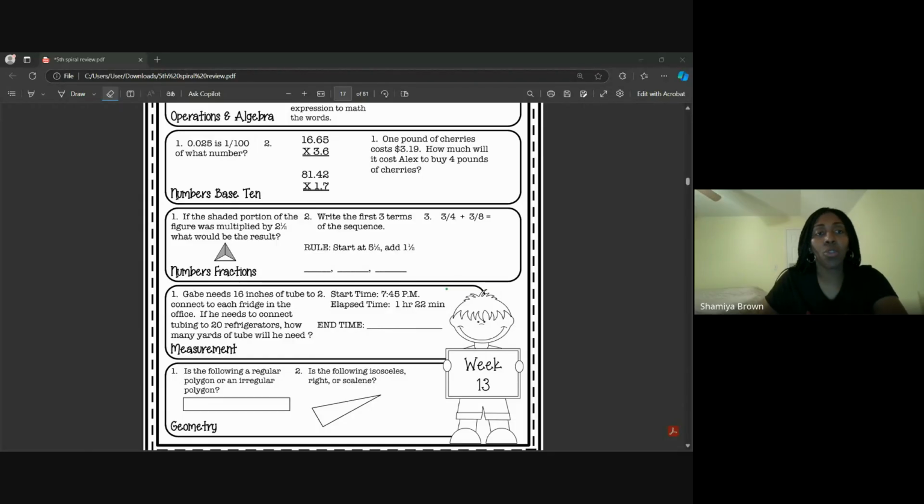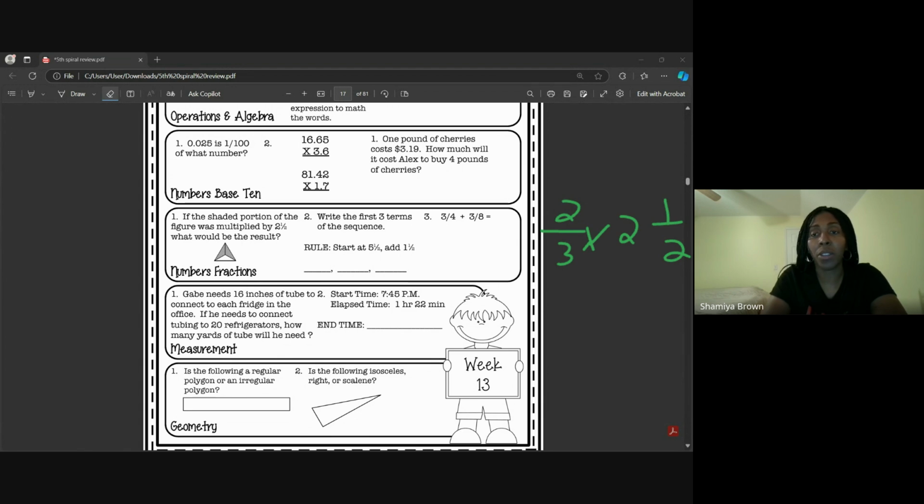All right, today's homework will be section 3. It says if the shaded portion of the figure was multiplied by 2.5, what would be the result? So the shaded portion of this figure is 2/3. So that's going to be 2/3 times 2.5. So the first thing I like to do when multiplying fractions is to have both of them alike.